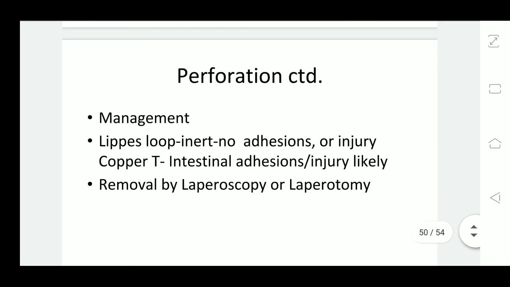So when the copper T has perforated the uterine wall, what should you do? If it is a Lippes loop, this is just a plastic, it is not medicated, there is no copper or progesterone, it is inert. It will not cause any adhesions or injury to the intestines. But if it is a copper T, then it can have an intense reaction and it will likely cause intestinal adhesions and intestinal injuries. So this needs to be removed by either laparoscopy or by laparotomy.